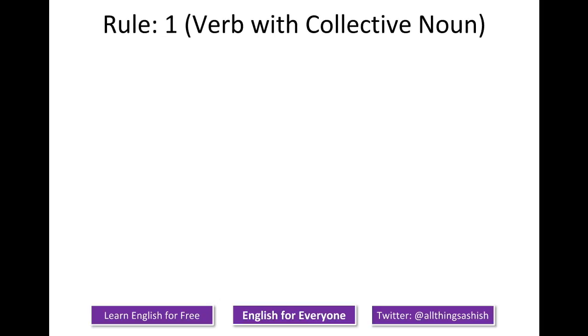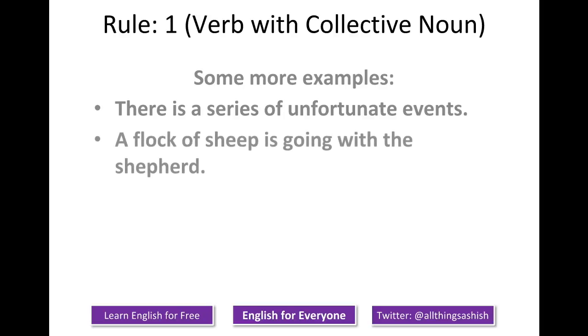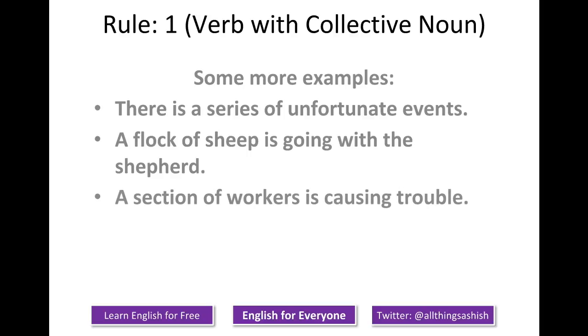Some more examples. There is a series of unfortunate events. A flock of sheep is going with the shepherd. A section of workers is causing trouble. A batch of trainees is ready.